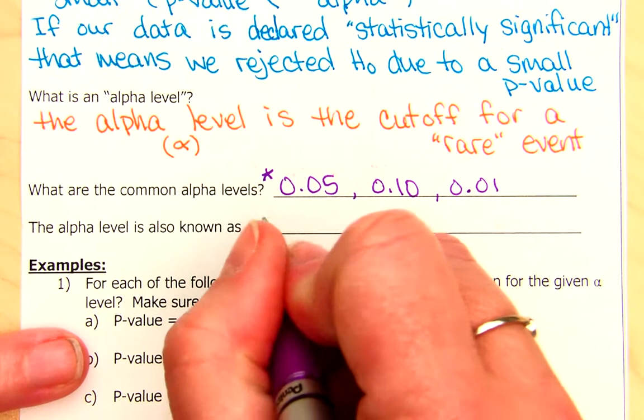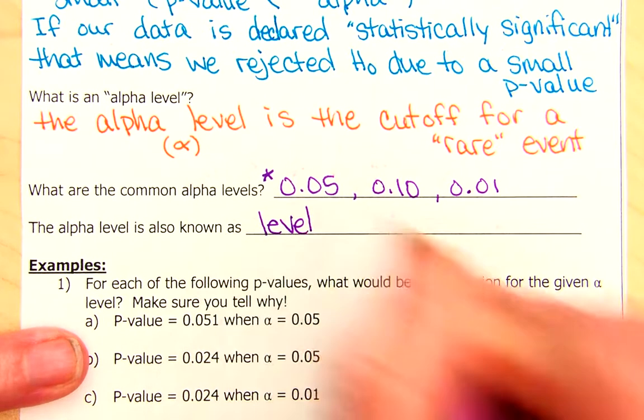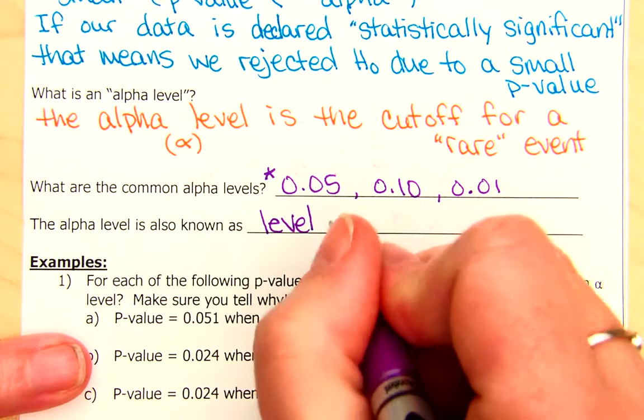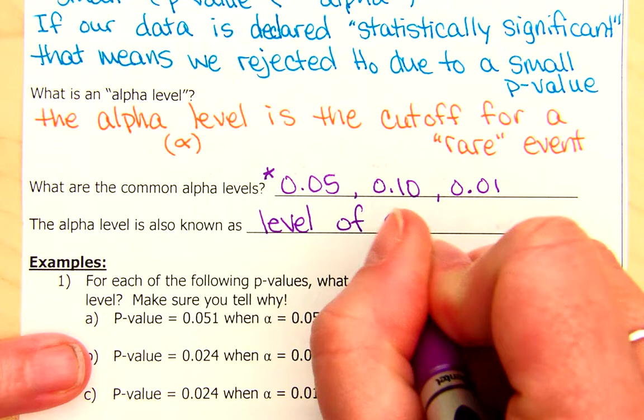The alpha level is also known as the level of significance. So sometimes they will say the level of significance is this, and you need to recognize that's just the alpha level.